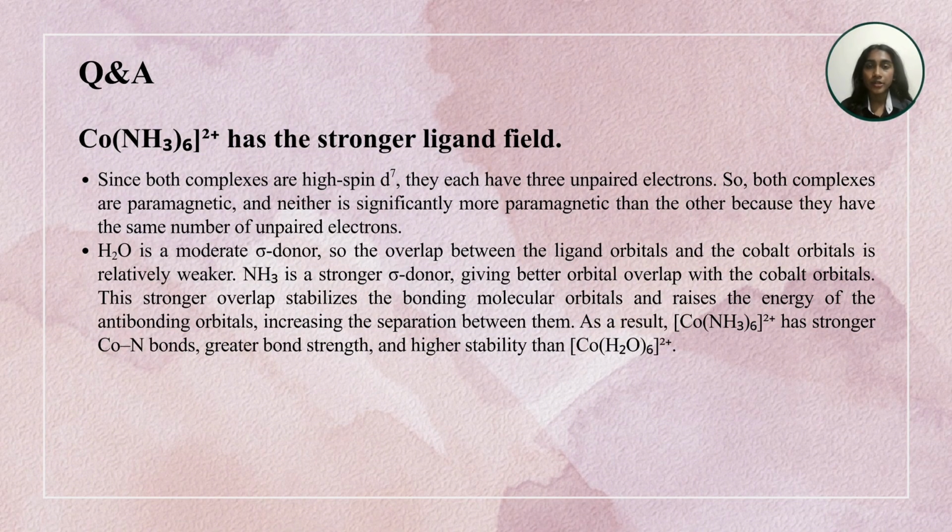From the molecular orbital theory perspective, ammonia forms stronger orbital overlap with the cobalt ion than water. This stronger overlap increases splitting energy, strengthens the cobalt nitrogen bonds, and makes [Co(NH3)6]2+ more stable. Therefore, MOT provides a deeper explanation of the bonding than crystal field theory alone.